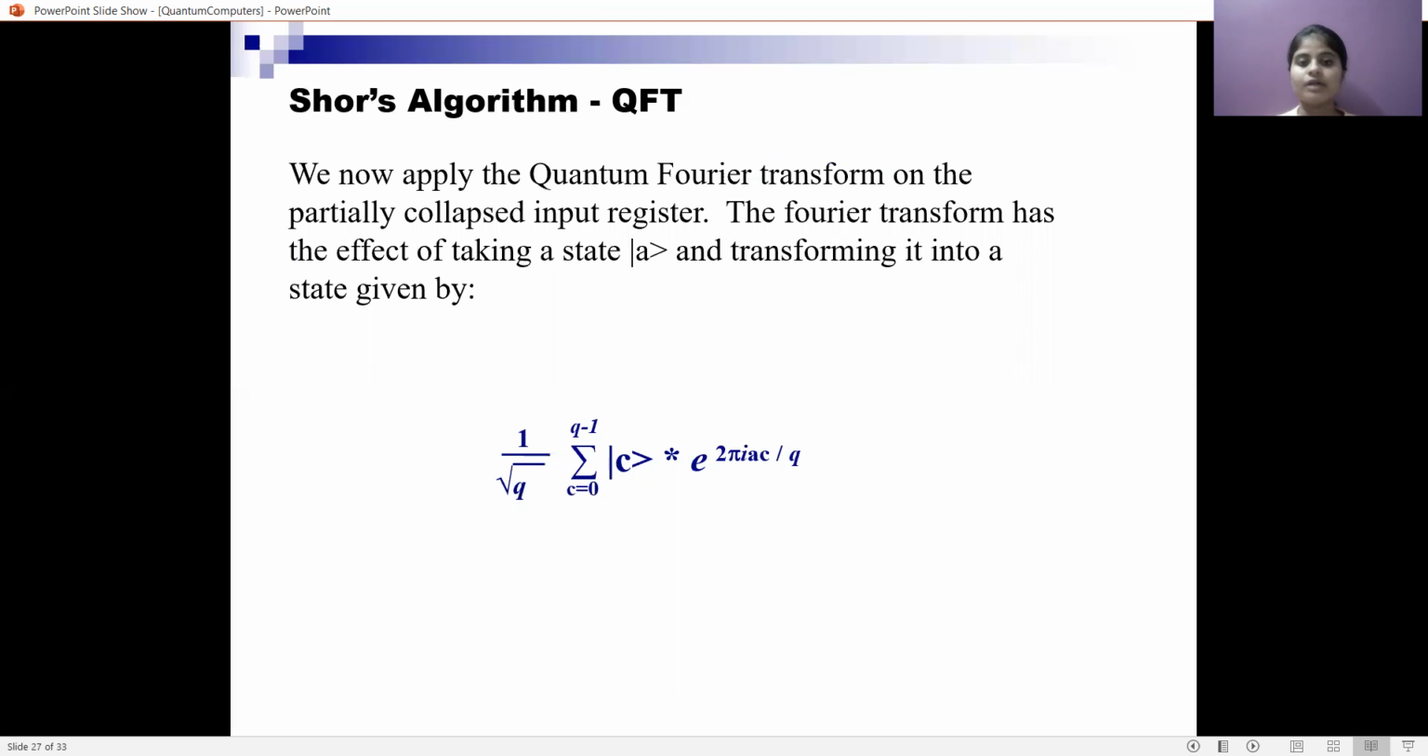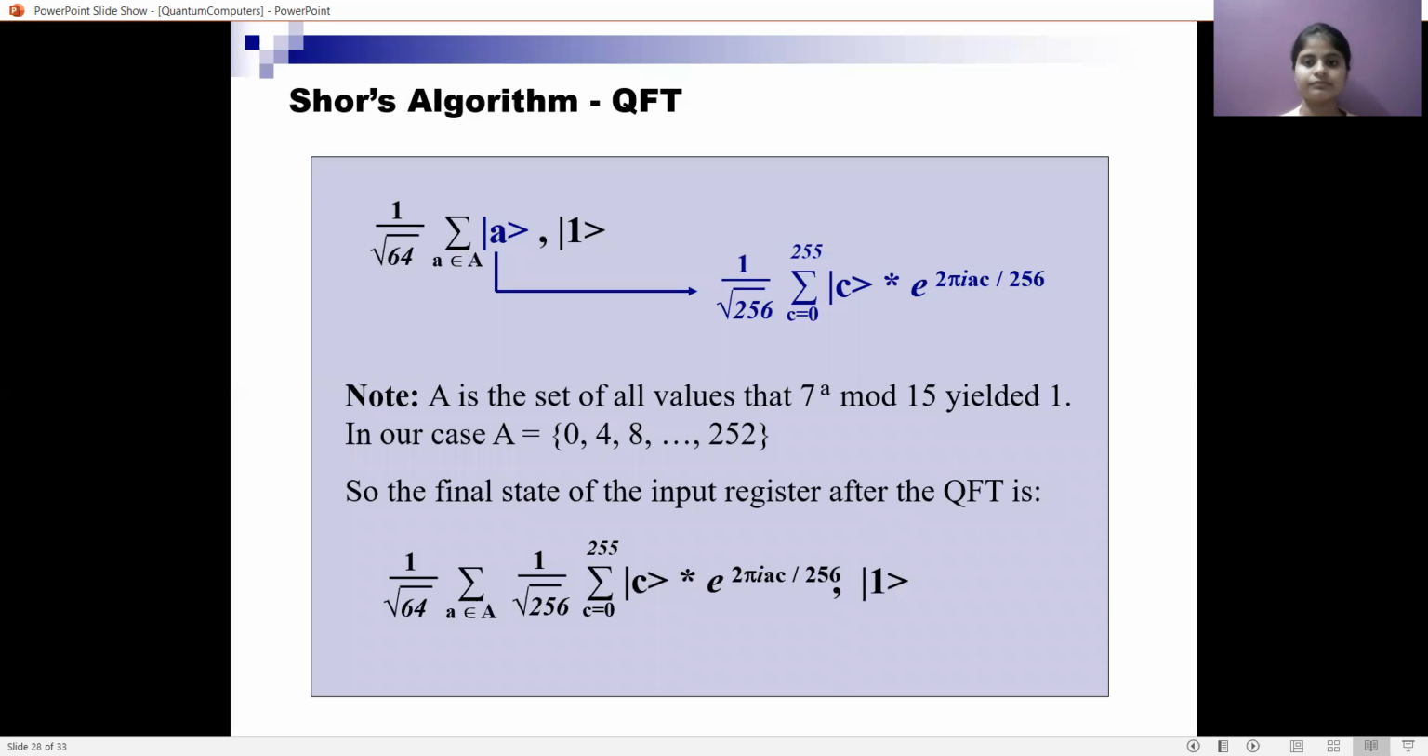We now apply the quantum Fourier transform on the partially collapsed input register. The Fourier transform has the effect of taking a state A and transforming it into a state given by, as shown. In this, A is a set of values for which 7 to the power A mod 15 yielded 1. In our case, A is equal to 0, 4, 8, and so on up till 252. So, the final state of the input register after the QFT is as shown.